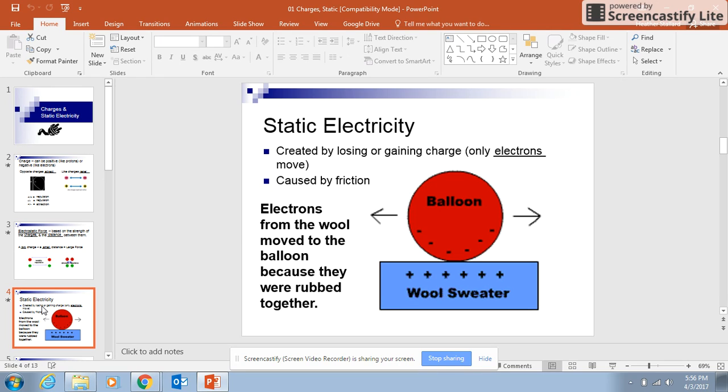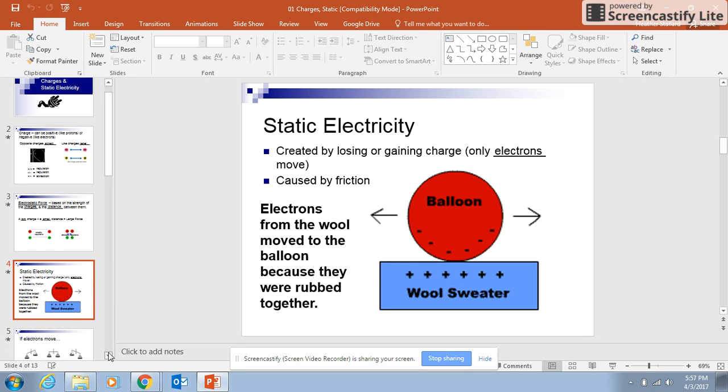If you look at this diagram, you should also notice that the electrons moved from the wool sweater to the balloon. So that means the balloon gained negative charges. So overall, the balloon would now have a negative charge. The wool sweater lost those electrons. Those electrons were transferred over to the balloon. So therefore, the wool sweater would have more positive protons. So therefore, the wool sweater would have an overall positive charge.